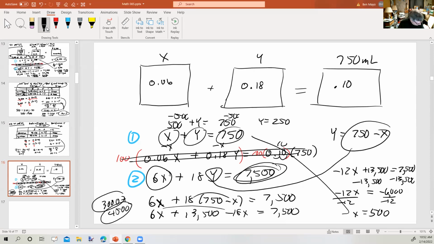Okay, now the original question was, how many milliliters of each should be mixed? So x is 500 milliliters, that's the 6%, and y is 250 milliliters, that's the 18%. And there we have it. All right. Any questions about any of this? Nope. Anything else you'd like to look at? Okay, well, that's all I've got for today.